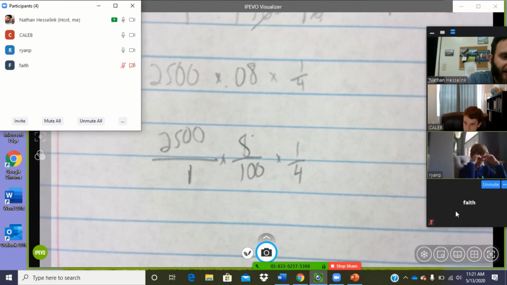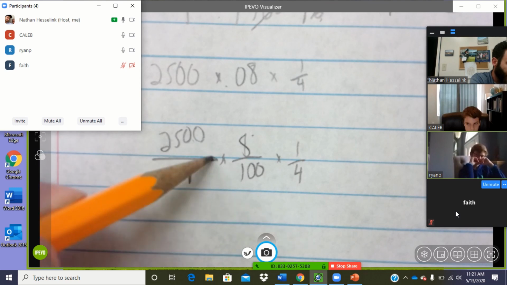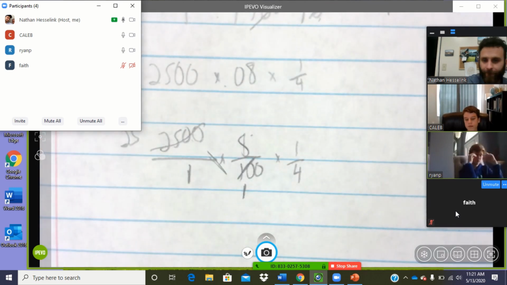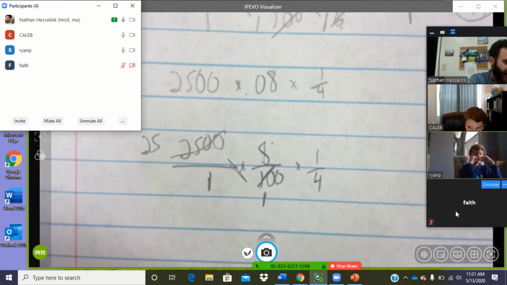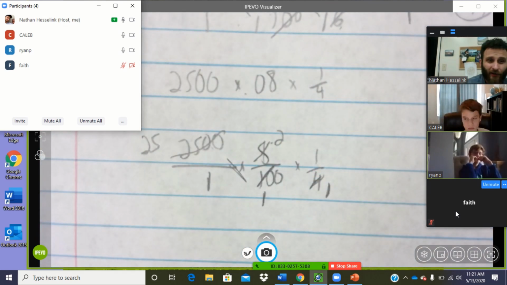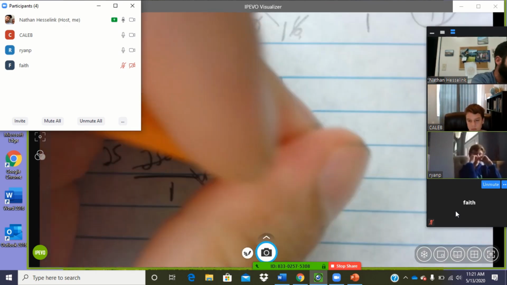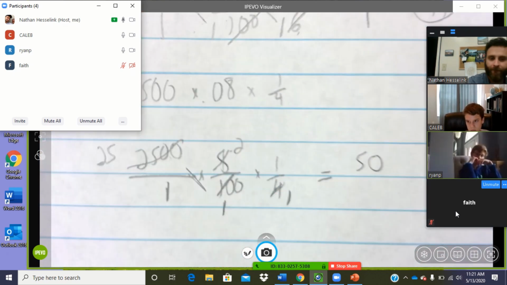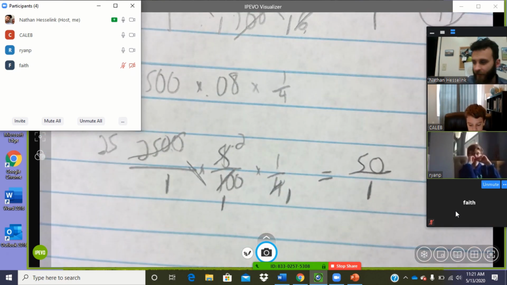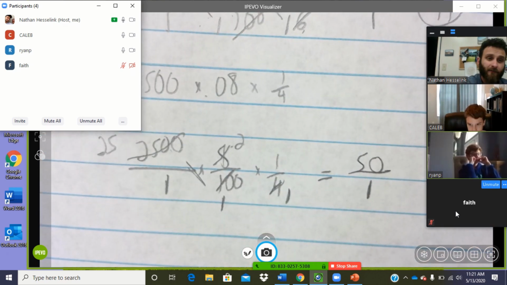Now that they're all fractions, we can do diagonal simplification. So any diagonals we can simplify. 25 and 100 becomes 25 and 1. See that? And then 8 and 4 becomes 2 and 1. So now all we need to do is multiply across. 25 times 2 times 1 is 50. 1 times 1 times 1 is 1. Our answer then would be $50.